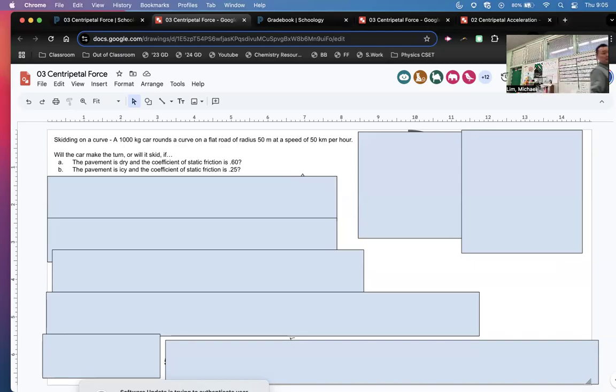Okay, we learned that. Normal force. New concept is frictional force. What will resist an applied force? Like a car that's trying to turn, friction will save that car from sliding off the road.